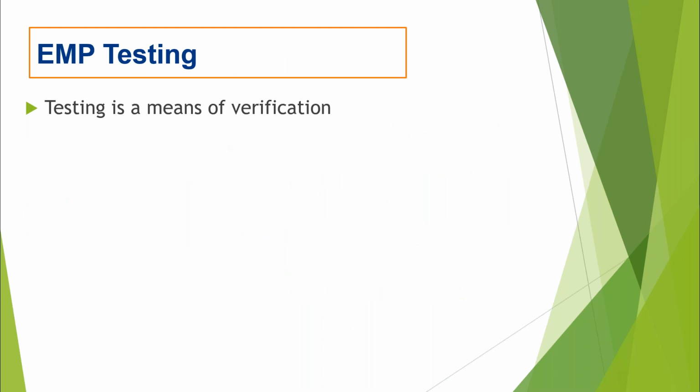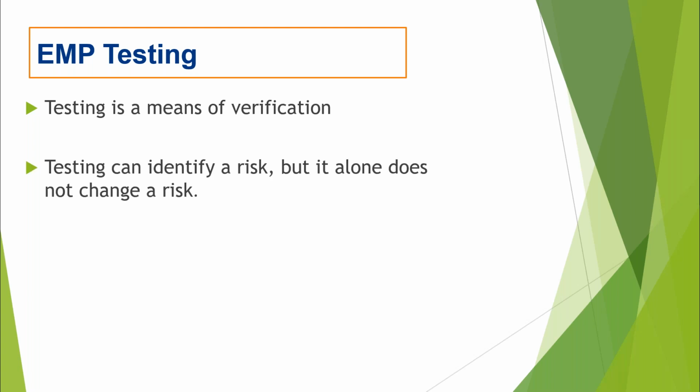So we've called it the surveillance method, right? We're trying to find the sharks before the sharks find the swimmers. So testing is a means of verification. And what does that really mean? We'll go into it. It can identify a risk, but it doesn't alone change it, right? It's the bathroom scale. The bathroom scale can tell you what you weigh, but it's not going to help you gain or lose weight. That's the same thing with testing in environmental monitoring.